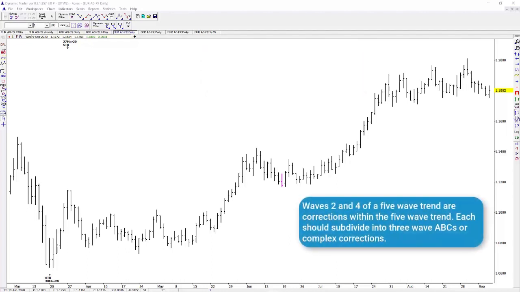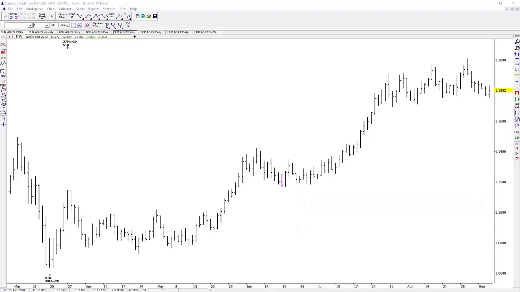Waves 2 and 4 of a 5-wave trend are corrections within the 5-wave trend, and each should subdivide into 3-wave ABCs or some sort of more complex correction. ABCs are the most common corrections, but it can be any type of correction, any type of complex correction, etc. The wave 2 and the wave 4.